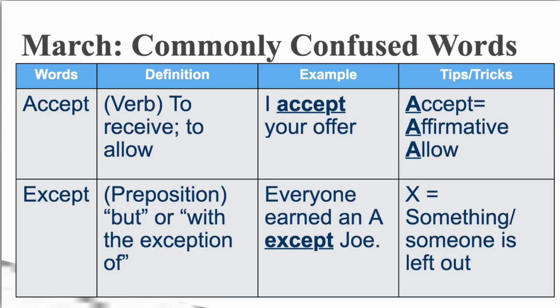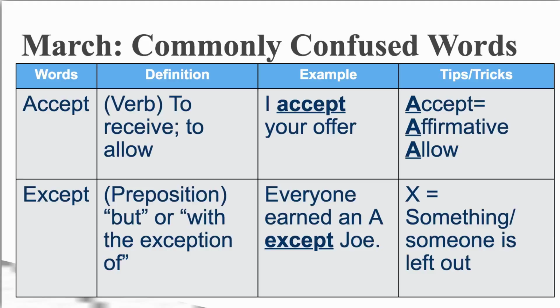So the first set is accept with an A versus except with an E. So accept with an A means basically to receive something, to allow it in, to say that it's okay. For example, I accept your offer. And a couple tips or tricks would be accept with an A. I always think of other words that start with that letter. So affirmative means yes or allowing. And accept with an A is always a verb.